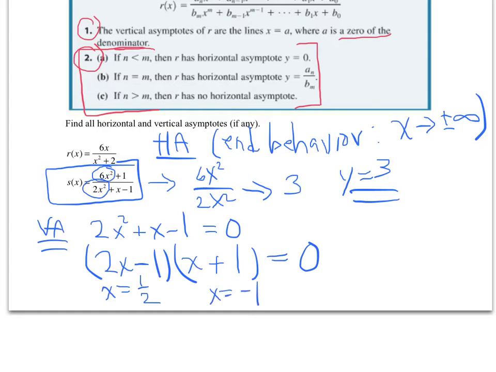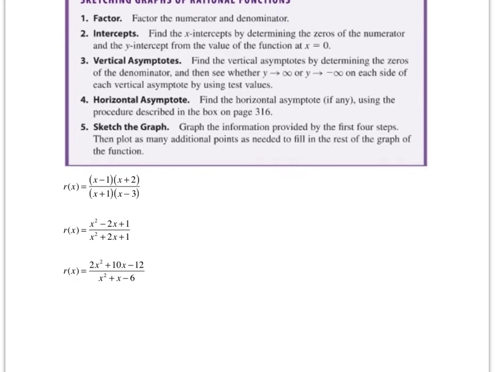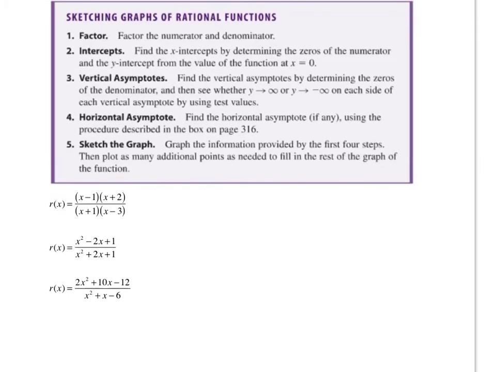You might want to practice graphing this, figure out what the x-intercept and y-intercepts are, and see if you can come up with anything on that. But it has several examples of sketching graphs of rational functions. We did these 3 in class. And so the process is first to factor, then to find the x and y intercepts, then to find vertical asymptotes, then find horizontal asymptotes, and finally sketch the graph.